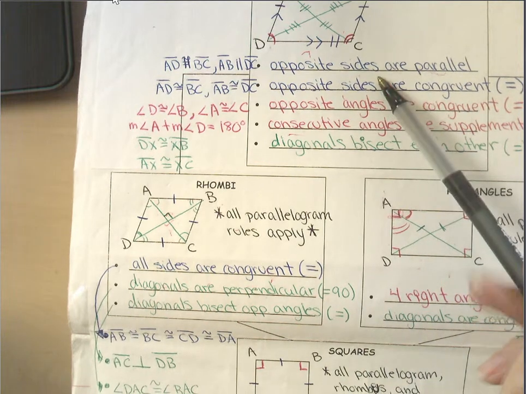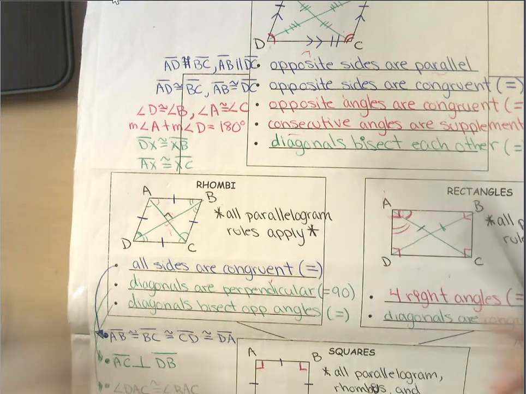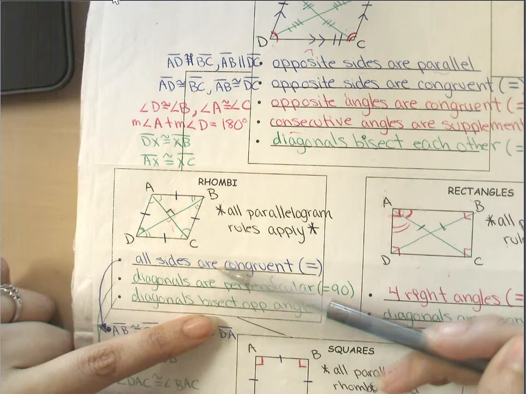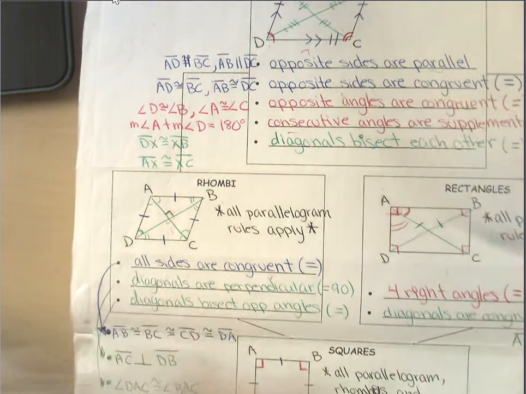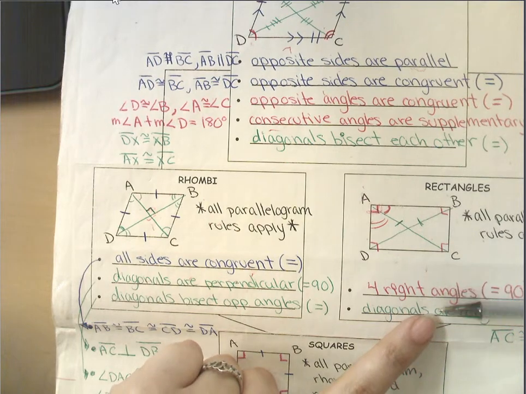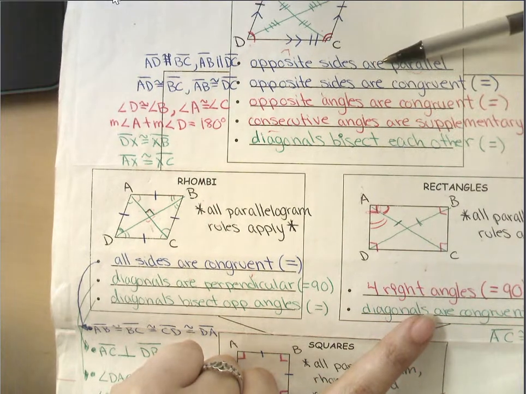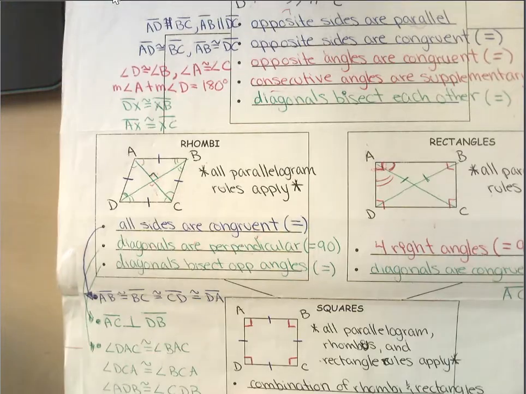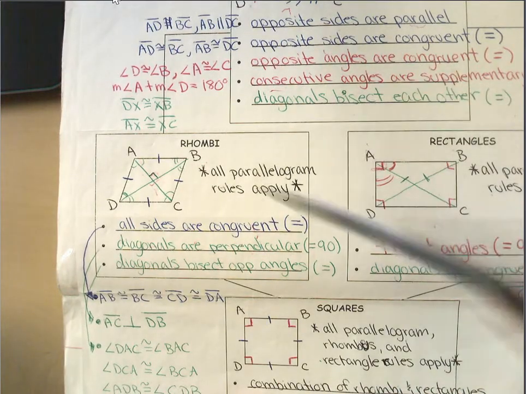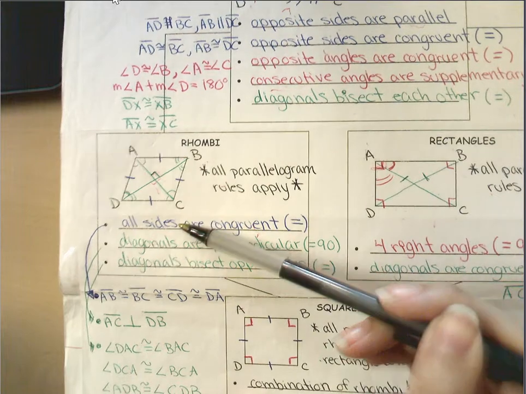So some of them have specific rules that apply to them. So for example, rhombi, you have these 3 rules that are specific to rhombi, but also the parallelogram rules apply. Rectangles have 2 rules that are specific to rectangles, but the parallelogram rules apply. And then the square is a combination of all the rules. So for squares, all the rules that apply to parallelograms, rhombi, and rectangles apply.